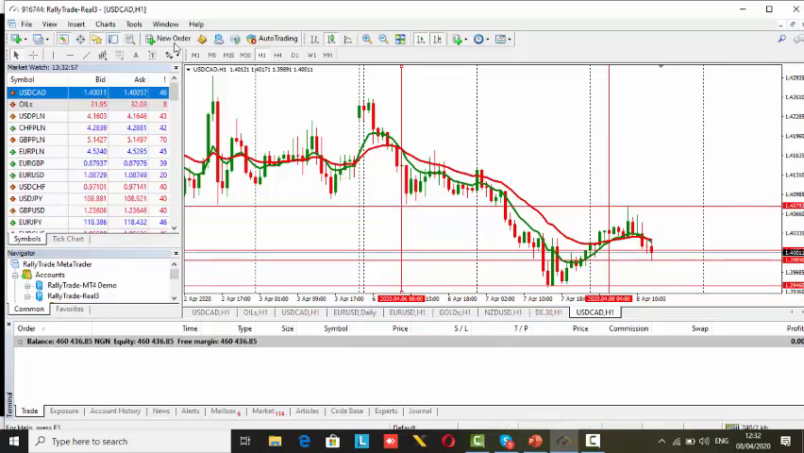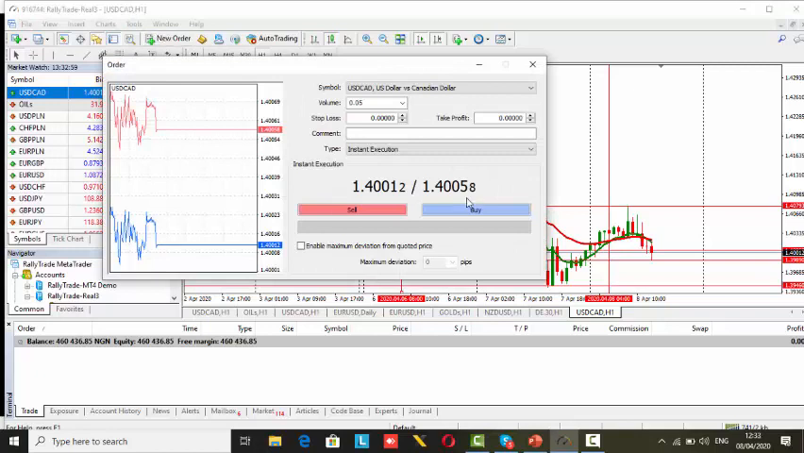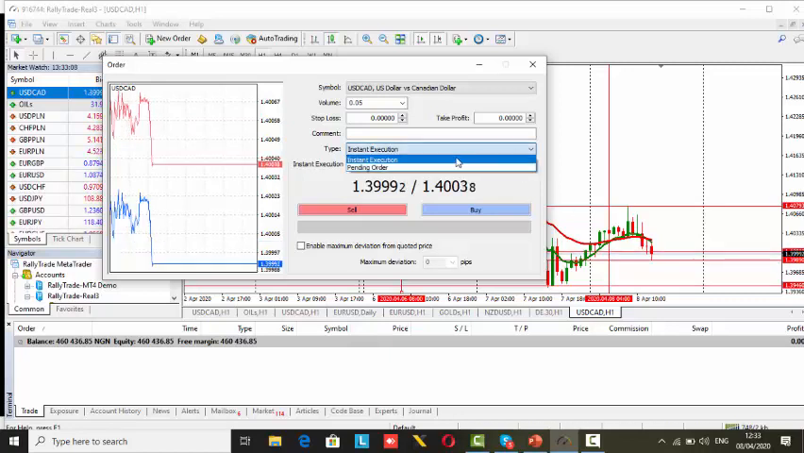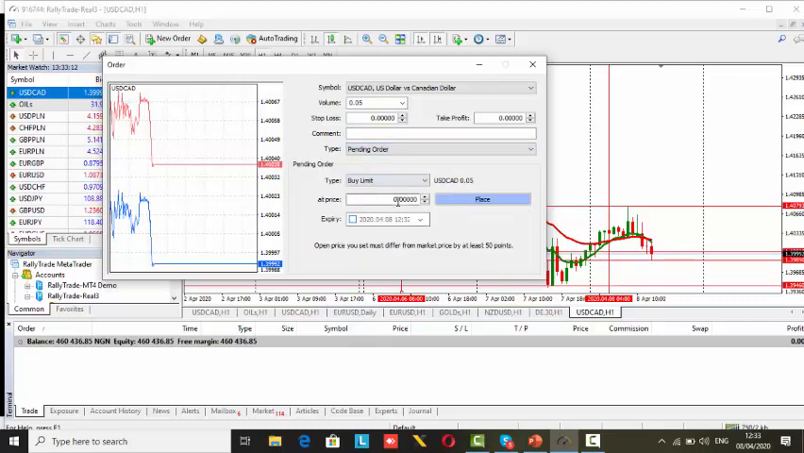So let's go to a new order. Go to new order. And because the instrument is not currently trading at this price level, so we would be using a pending order. So we go to pending order and then we insert this price level 1.39890. So once we have done that, we click on buy sell stop.